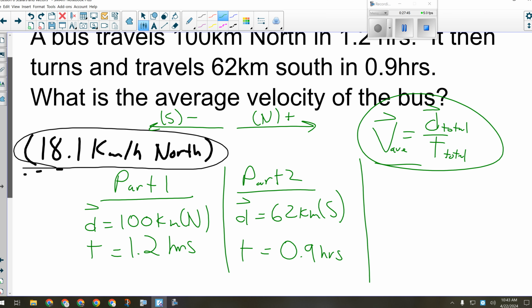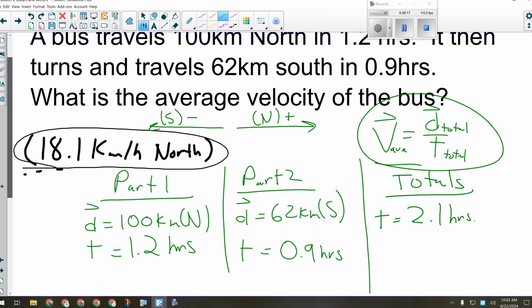So if I'm going to calculate the average velocity, I need to know the total displacement and the total time. Can I do the total time right now? What do I have to do with 1.2 and 0.9? Just add it. It's scalar. Time is scalar. It just passes. So if I'm looking at another column here that says totals, I know that my total time is 2.1 hours. That was probably the easiest calculation I would do here.